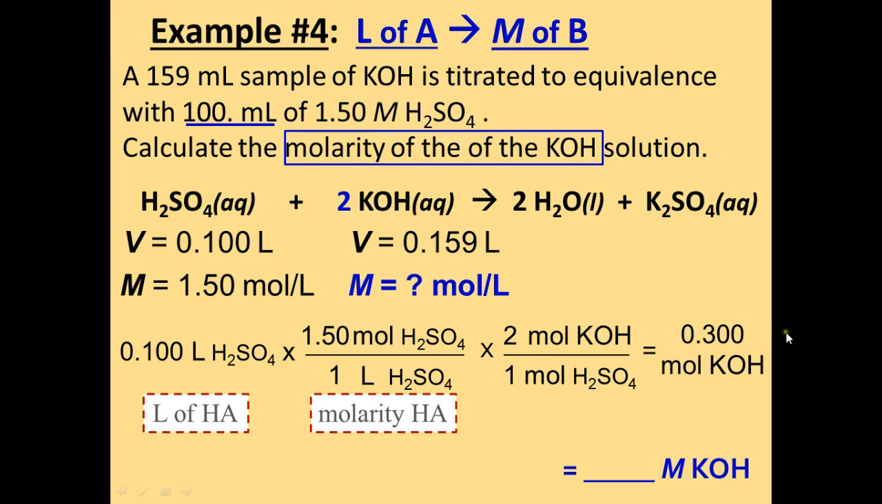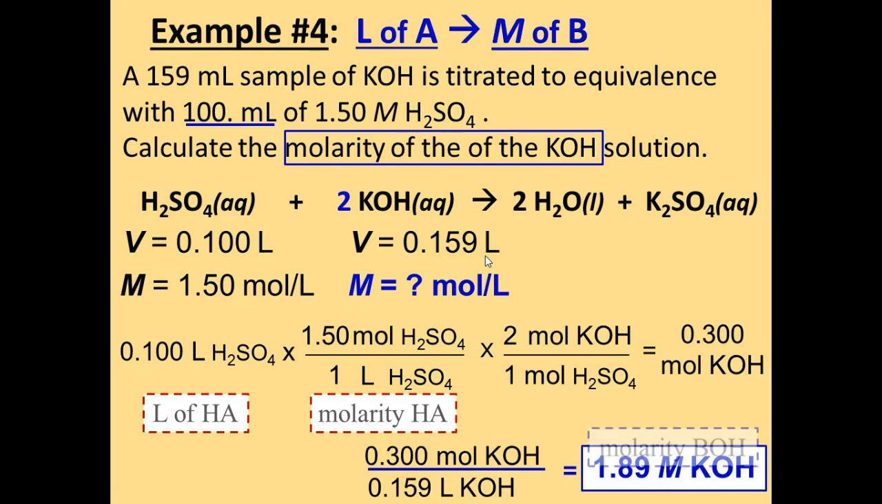So now that we have moles, how do we find molarity? Remember the formula for molarity is moles of solute per liters of solution. The liters is given right here. So we have volume, which is liters, and we have moles. So we just take this 0.3 and divide it by 0.159, just like that. And after we do that, we get molarity, and it happens to be 1.89. So that is it for these problems.